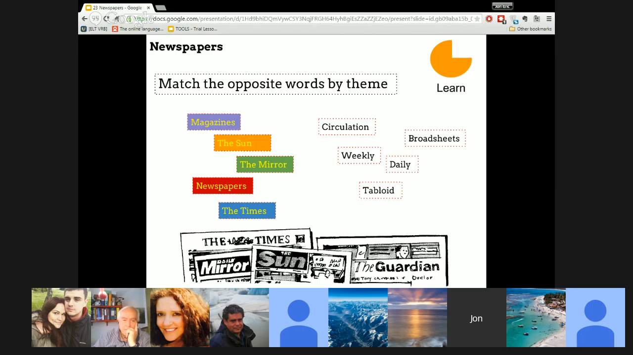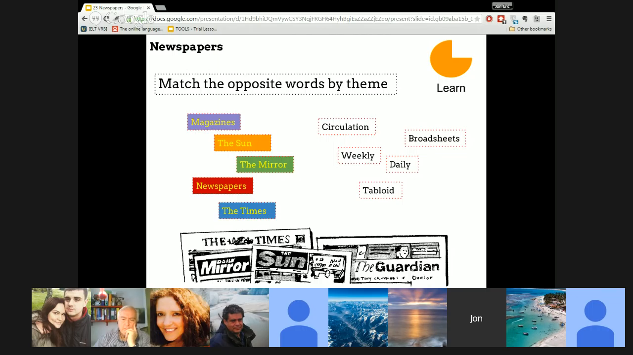Broadsheet. Broadsheet. Very good. And why do you think we call it a broadsheet? You're absolutely right. Do you know why? Because it has a serious newspaper, you know? And there's another serious reason. Yeah, serious is good. Yeah, it's good. But there's another reason, too.